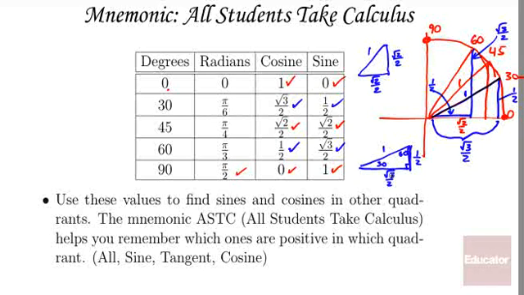So these sines and cosines are the key ones to remember. Root 2 over 2, root 3 over 2, and 1/2. From that, what you're going to do is figure out the sines and cosines of all the other angles all over the unit circle.